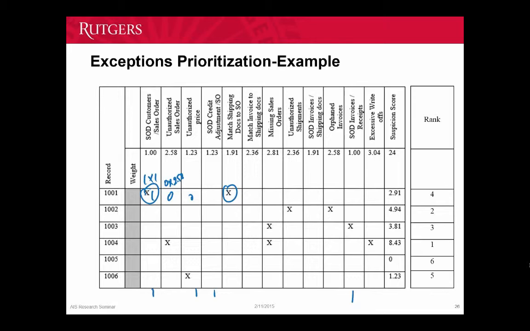So let's say another transaction violates the second one, and also let's say 2.81. What I'm trying to say is one record violates 4 rules, another record violates 2 rules. Using the suspicion score, you're going to look at the second one instead of the first one. For me, as an auditor, I'm going to look at the first one first because it violates 4 rules.